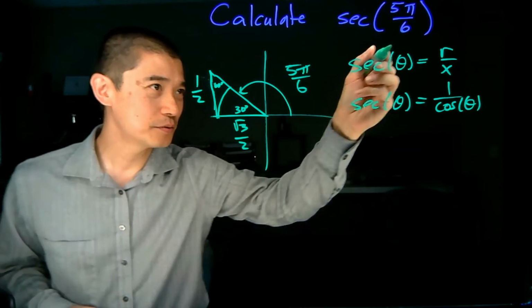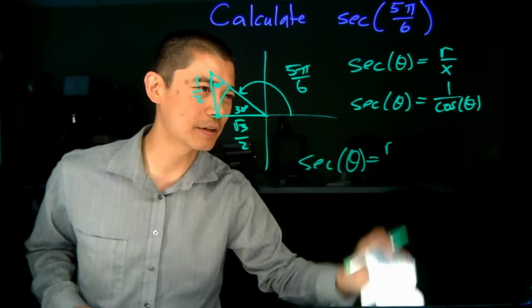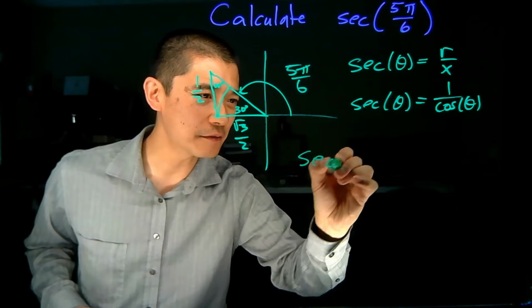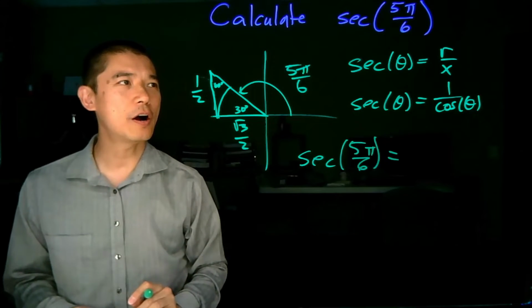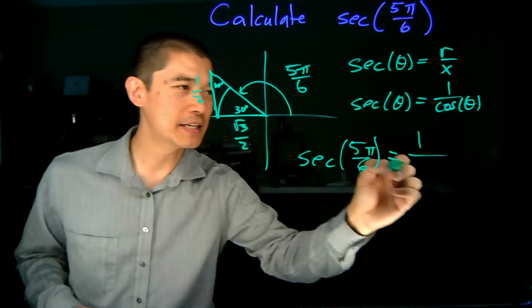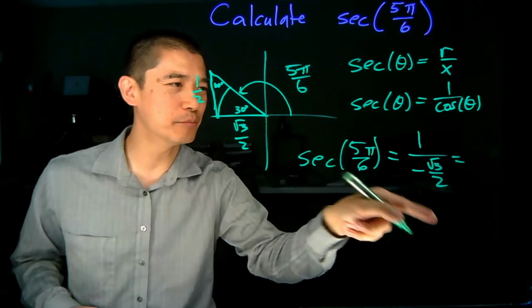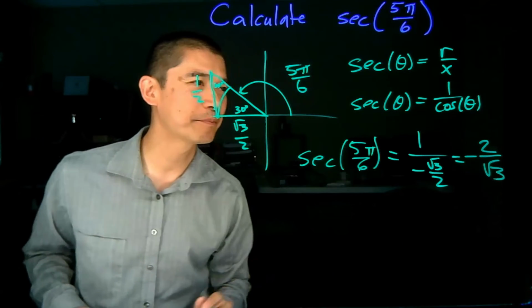And so, using the top version, secant of 5 pi over 6 is equal to r over x, where our radius r is 1. X is going to be negative root 3 over 2. Fraction inside of fraction, multiply by the reciprocal of the denominator, negative 2 over square root of 3.